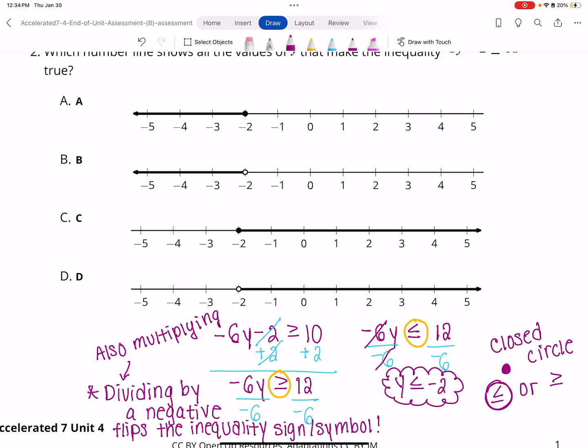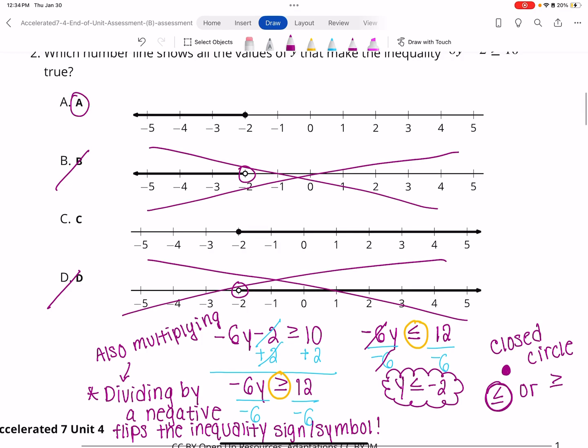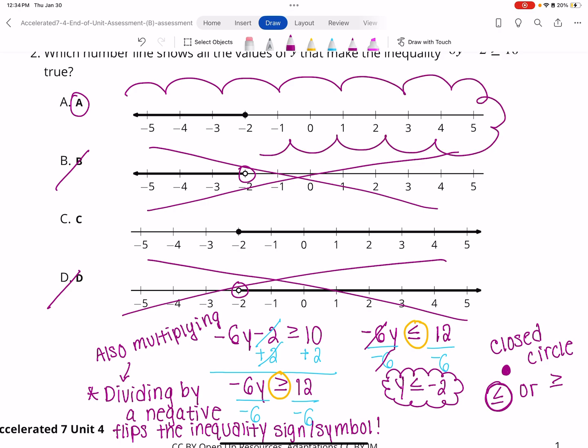For example, choice B has an open circle, so we're going to cross this one out. And choice D can also be crossed out because it has an open circle. Now we're going to go for the closed circle, and we know that it needs to point towards any number that is less than or equal to negative 2. So pointing to the left side of the number line, we have our only answer choice A. So A is the correct number line that represents this inequality.